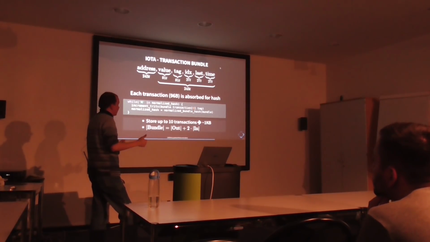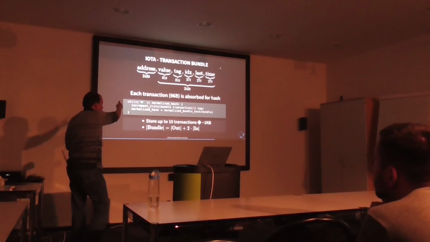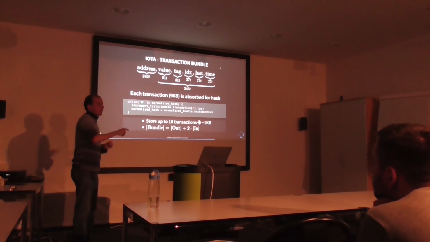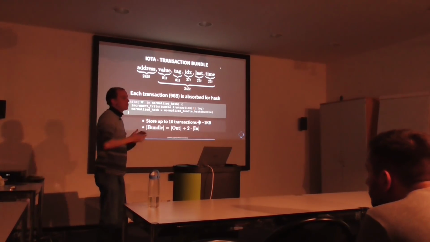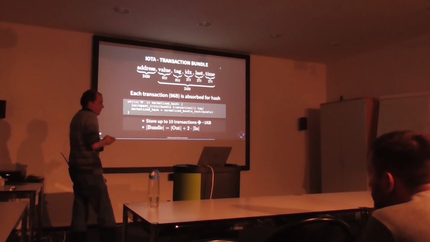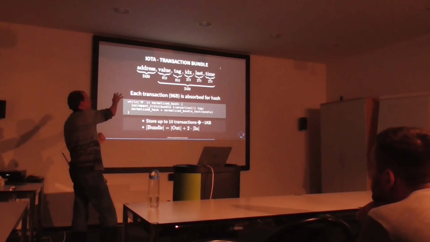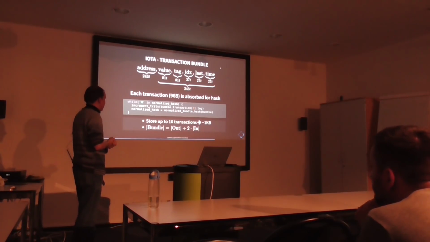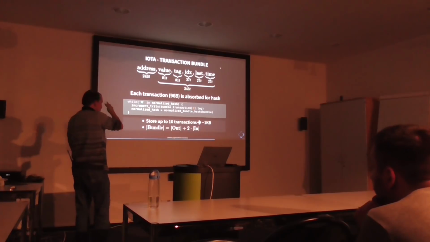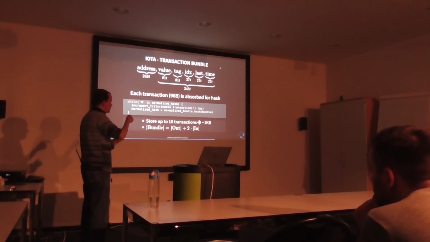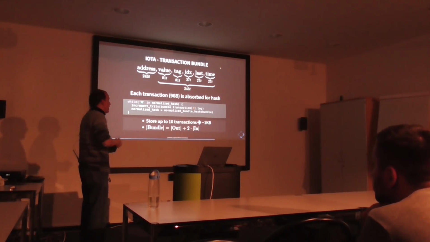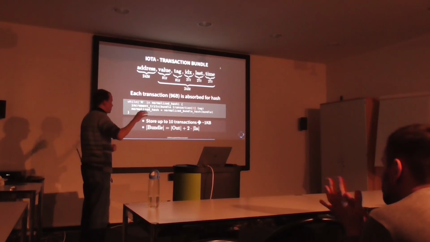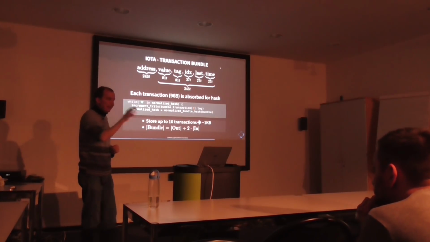Then you have the index of the transaction, 27 trits, the last index of the transaction, 27 trits, and the timestamp, 27 trits. And this adds up to 243, and it must, because we always need to work on chunk sizes of 243. Everything else is not working, so they designed it just in that way that you again get these 243 trits. Each transaction is then absorbed one after another and then squeezed for the hash, and this is the so-called bundle hash.